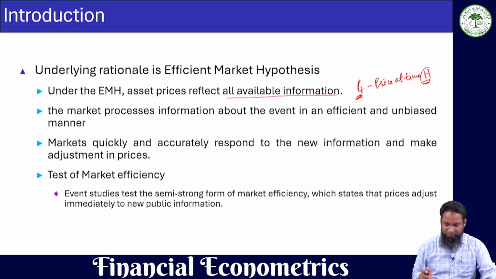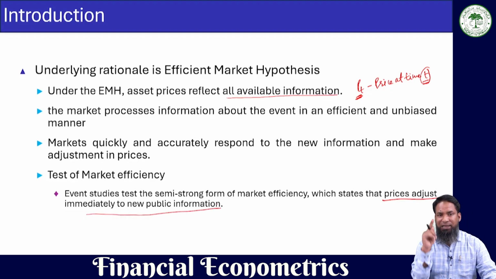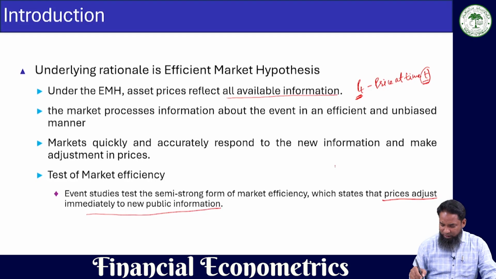That is, basically it tests the semi-strong form of the market efficiency, which states that prices adjust immediately to the new public information. So if that is the case, that means the price should have all the new information incorporated into it. If that is the case, then there should not be abnormal return. What is the abnormal return?